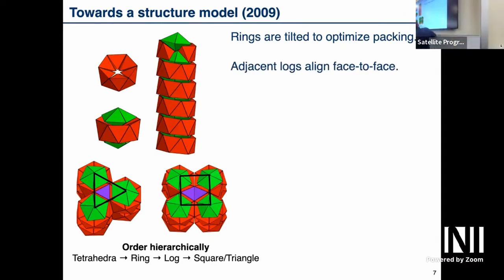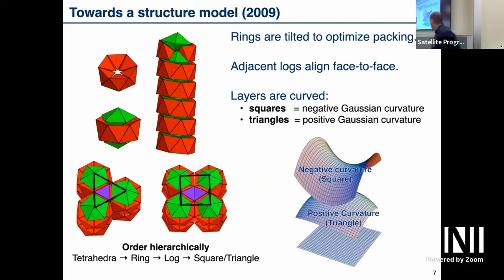The adjacent locks, they are face to face. I mentioned that, and that will be super important at the end. We already observed in 2009 that these objects are not perfectly flat. That will become important, and they have some curvature to it.